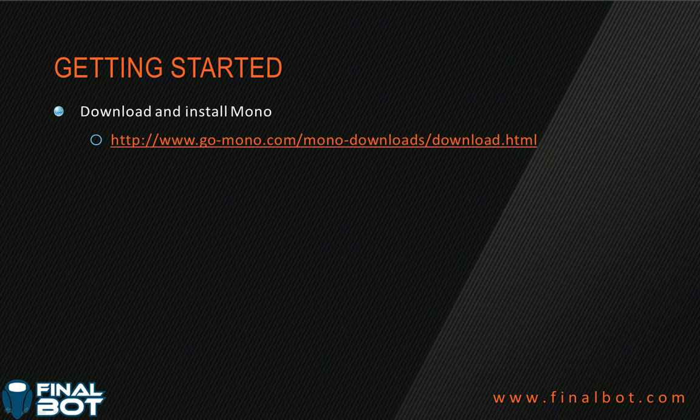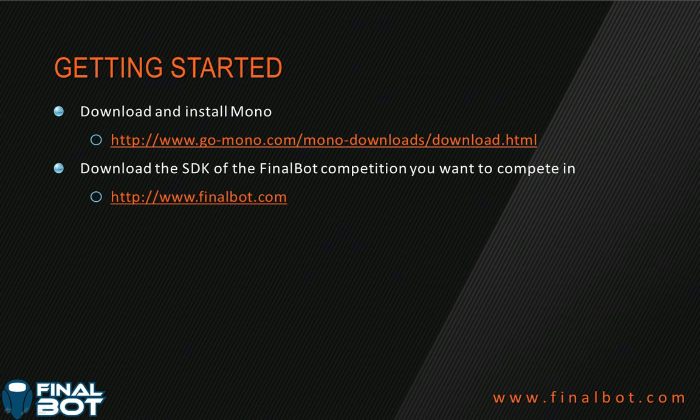To get started on a non-Windows operating system, the first thing you'll want to do is go to gomono.com to download and install Mono. Once you've installed Mono, you can go to the FinalBot site and download the SDK of the competition you want to compete in. This will require you to register. Once you've got the SDK installed, you'll be able to build your bot.